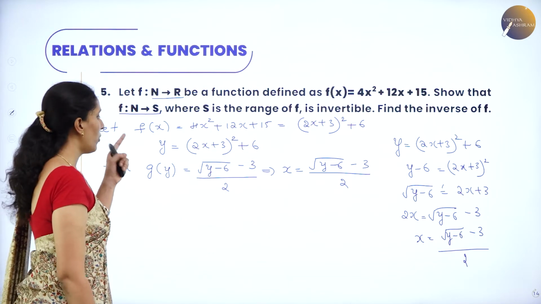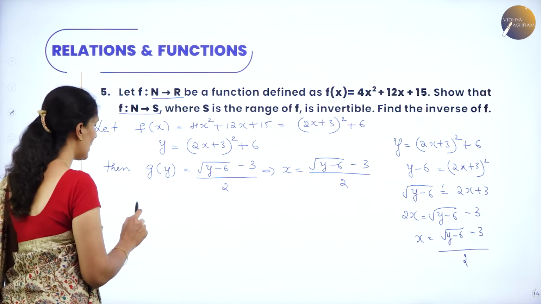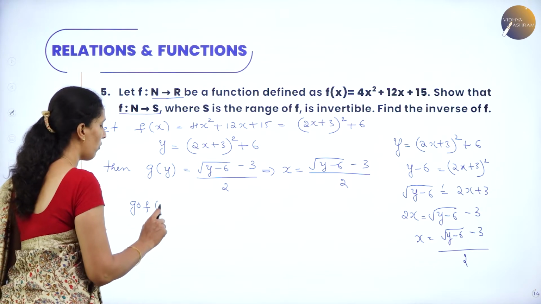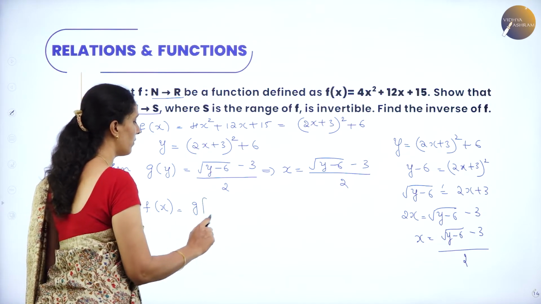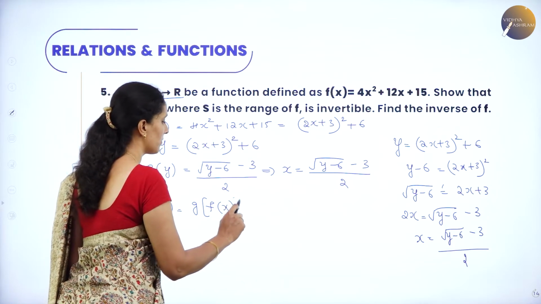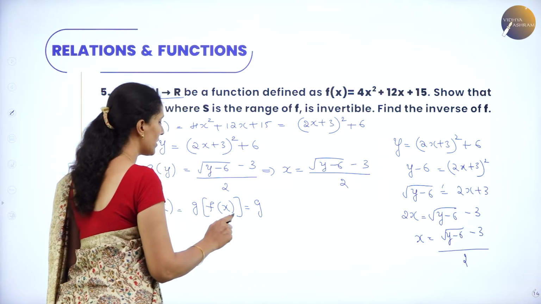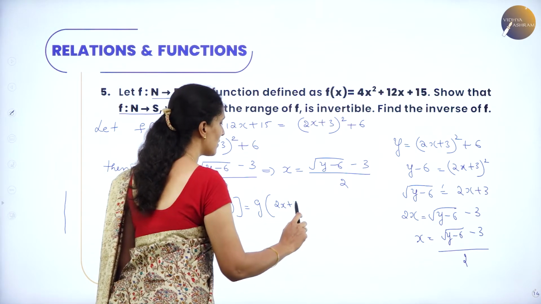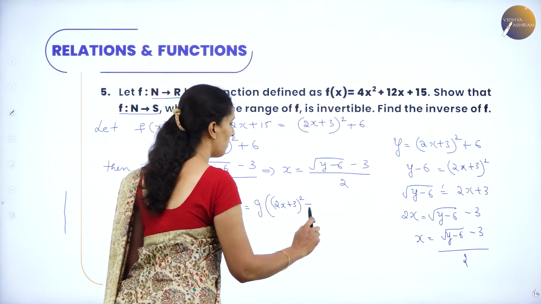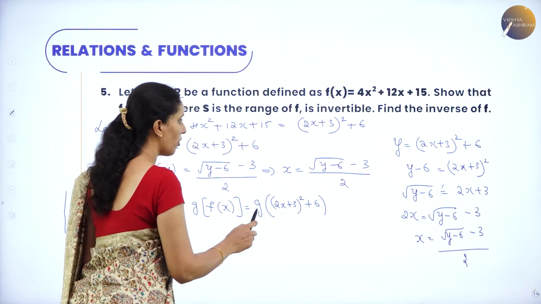Now we have both f and g functions. Let's see g naught f of x. So what is g naught f of x? g of f of x. So what is f of x we have taken? We have taken it as 2x plus 3 whole square plus 6. Now how is g function defined?